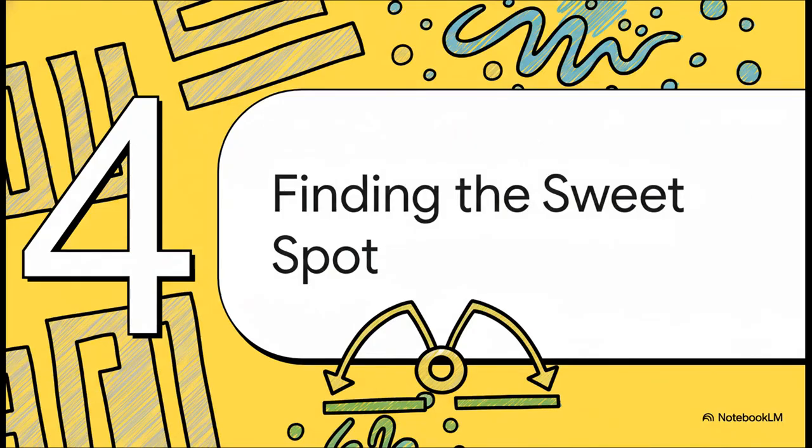So this constant push and pull between bias and variance, that's the whole key. Finding that Goldilocks, just right model. It's not about trying to get rid of bias completely or getting rid of variance completely. That's impossible. It's about finding that perfect, delicate balance right in the middle.